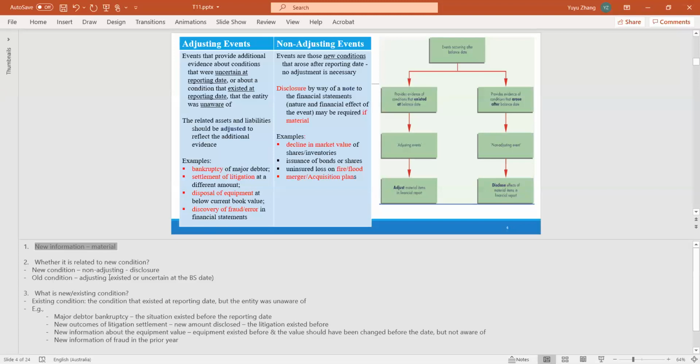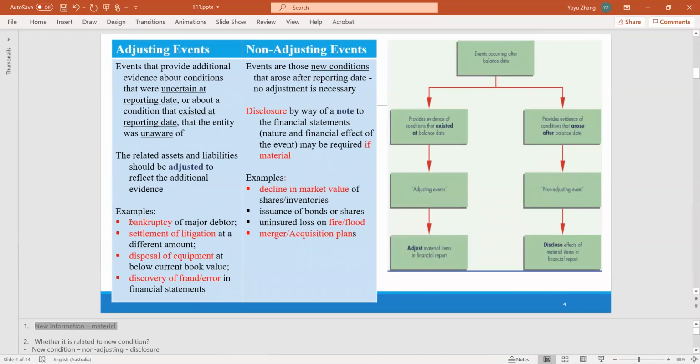So what is a new condition? What is an old or existing condition? For an existing condition, that is the condition that existed at the reporting date, but the company hasn't been aware of, or the auditors haven't been aware of. As we could see from the slides, there are a few examples.